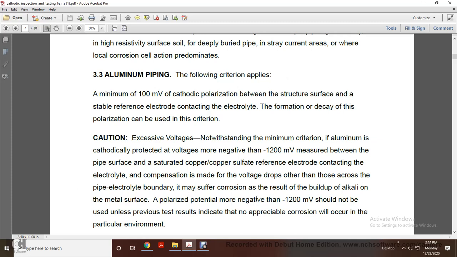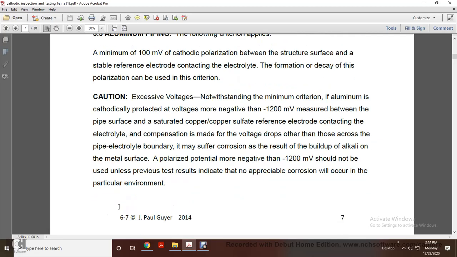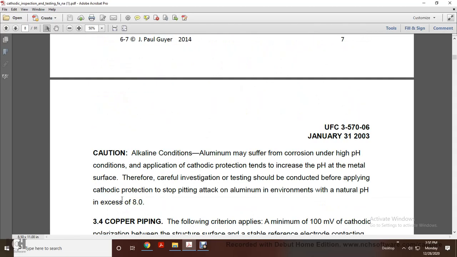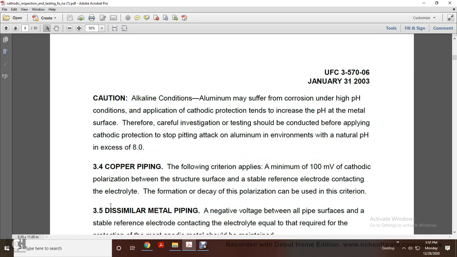A polarized potential more negative than -1200 millivolts should not be used unless previous test results indicate that no appreciable corrosion will occur in the particular environment. Caution: alkaline conditions. Aluminum may suffer corrosion under high pH conditions. Application of cathodic protection tends to increase the pH at the metal surface. Therefore, careful investigation and testing should be conducted before applying cathodic protection to stop pitting attack on aluminum if the natural pH exceeds 8.0.